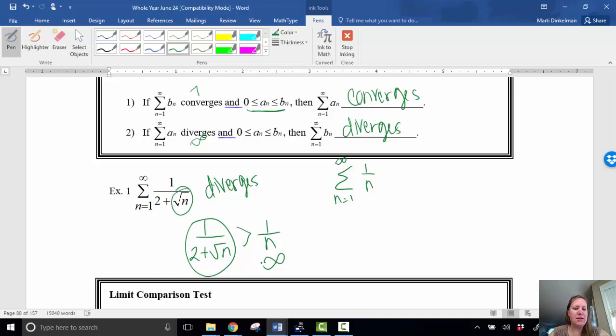So let me recap. We need to find something to compare it to. My recommendation, if you can't quite tell which one's greater or less, is to graph it just like we did with the comparison theorem, and just make sure that we have the right kind of comparison.